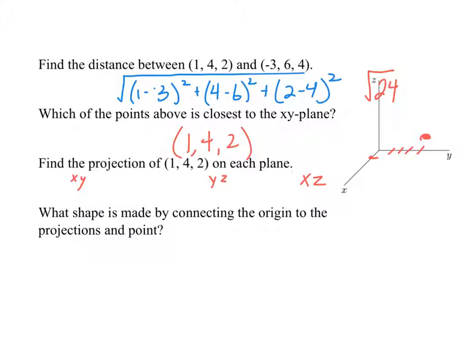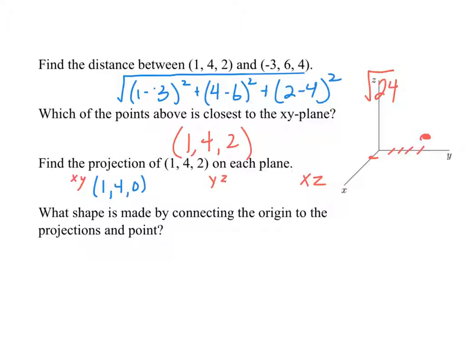So a projection again means what happens if, and the reason it's called a projection is it's like saying if I shined a light on the point aimed at the XY plane, where would that shadow end up being? So think about, you've got this light and you're shining it down on the XY plane, meaning you just kind of drop the point down. Where does it end up? Of course, it would end up at 1, 4, and 0. Okay? So 1, 4, 0.